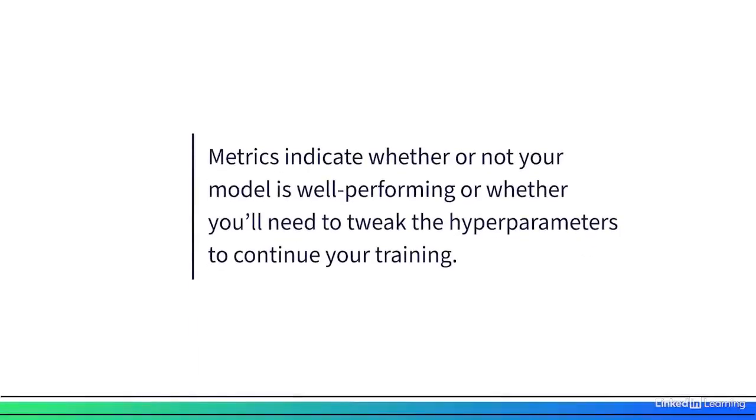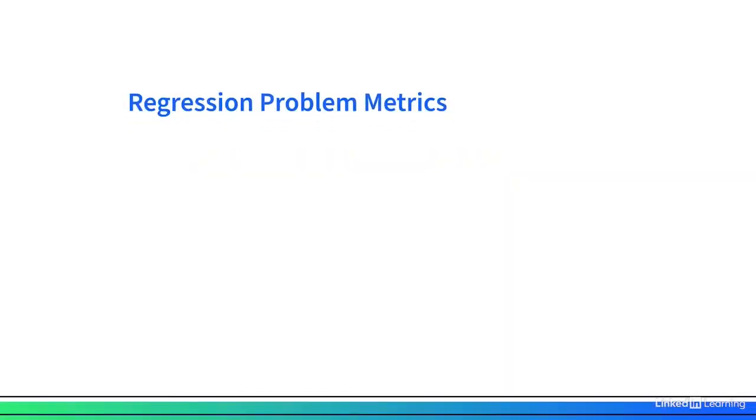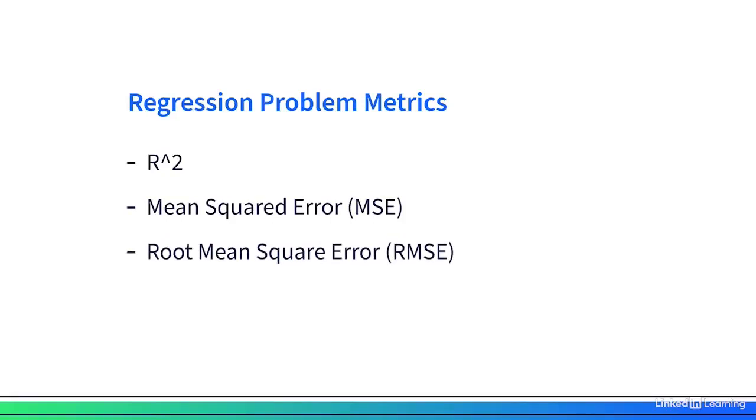Metrics are key indicators of whether or not your model is performing well, or whether you'll need to tweak the hyperparameters to continue your training iterations. Today, we'll cover several metrics reserved for regression problems: R squared, mean squared error, root mean square error, and mean absolute error. Let's talk about them now.